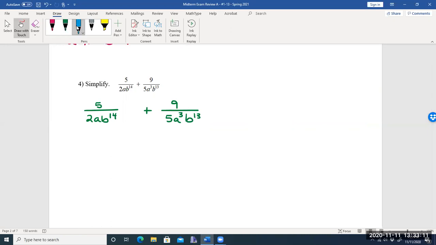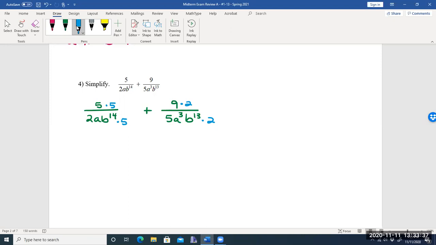Looking at the numbers in the denominator, one denominator has a factor of 2 and the other has a factor of 5. So if I want to make the numbers the same, I'm going to have to multiply the first fraction top and bottom by 5, and the second fraction top and bottom by 2. Okay, that made the numbers the same.